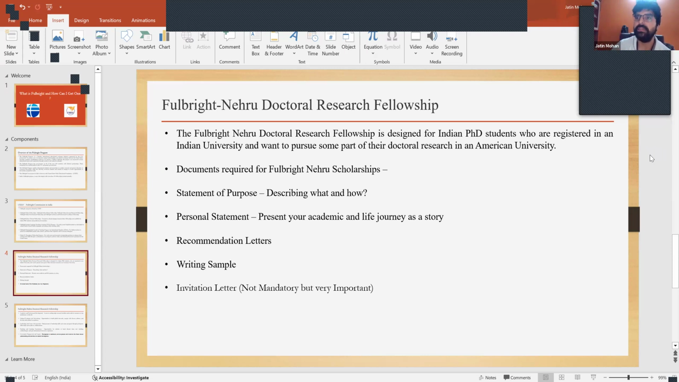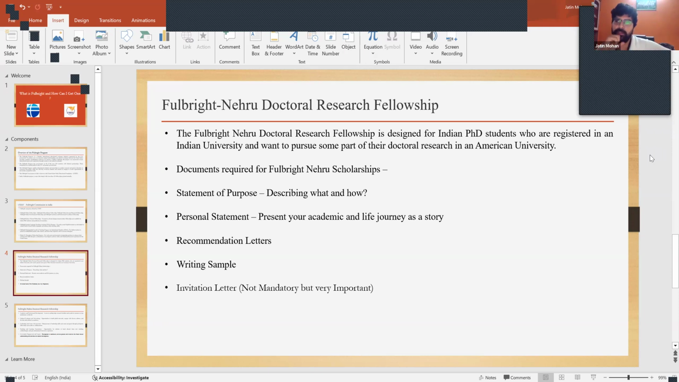When I come back to India, I'll work with my other professors and other colleagues to really channelize what I have learned in the US, and make a more progressive research-oriented environment at my university. So that's what your personal statement is about.